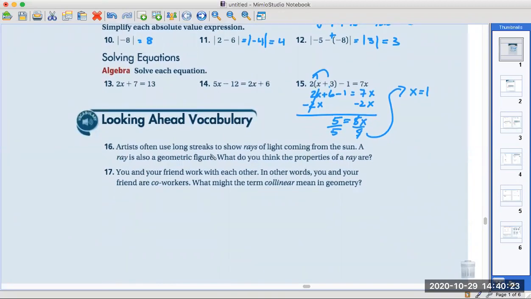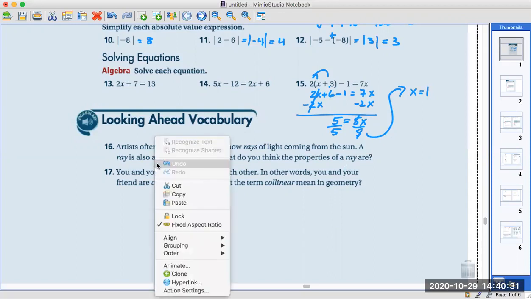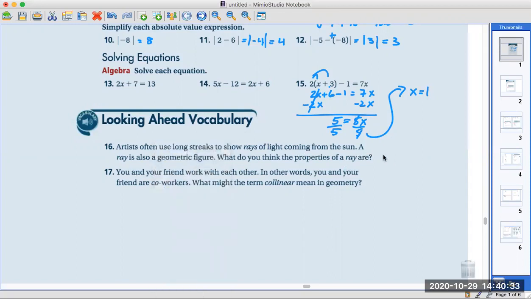Artists often use long streaks to show rays of light coming from the sun. A ray is also a geometric figure. What do you think the properties of a ray are? Okay, a ray has a beginning and no end. It keeps going. That's what a ray is.